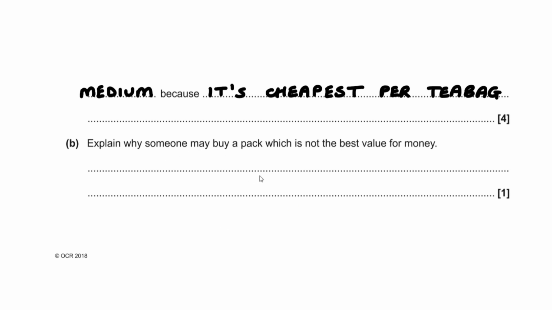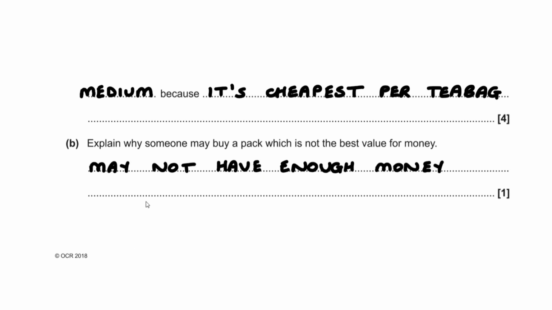Part B, explain why someone may buy a pack which is not the best value for money, because they might not have enough money. So that's why they might not buy the mediums here.